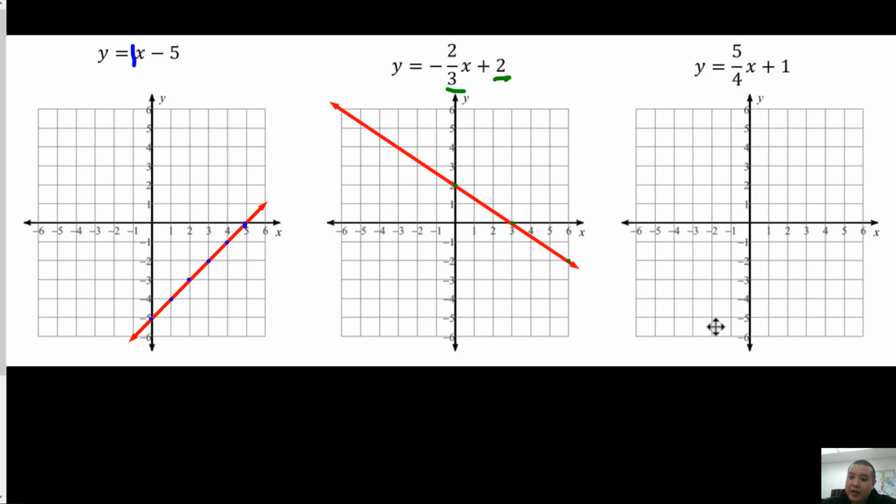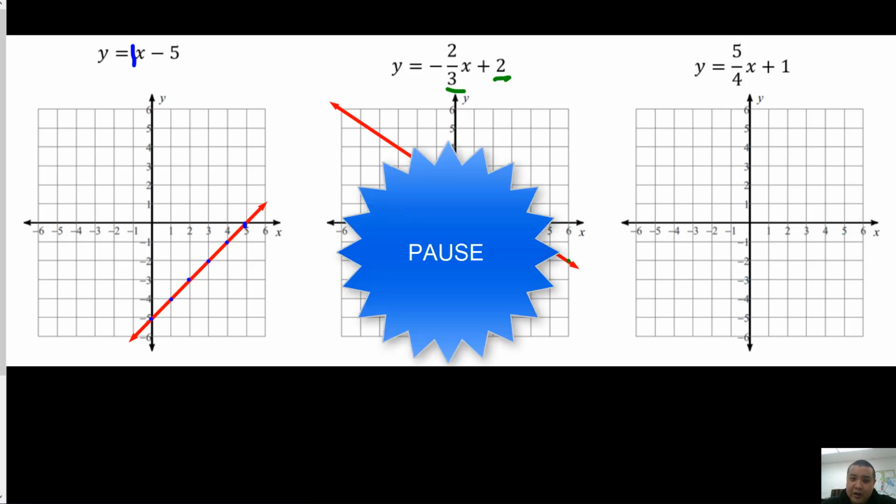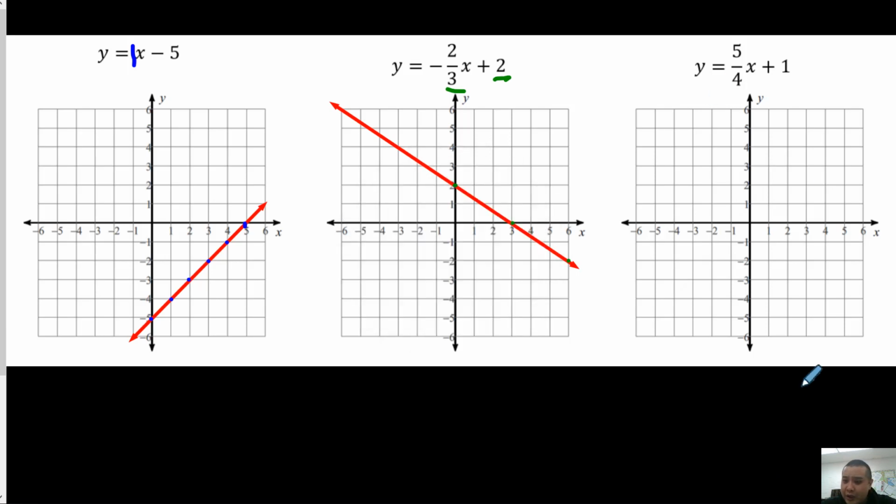Go ahead and try this one on your own. Here, our y-intercept is (0, 1). So it's going to be right here, and it's a positive slope. That means that every single time we go over 4, so 1, 2, 3, 4, we go up 5. So 1, 2, 3, 4, up 5: 1, 2, 3, 4, 5. We have a spot right there. And we connect those two points, and we find our line looks something like this.